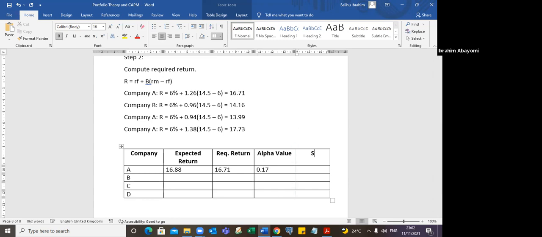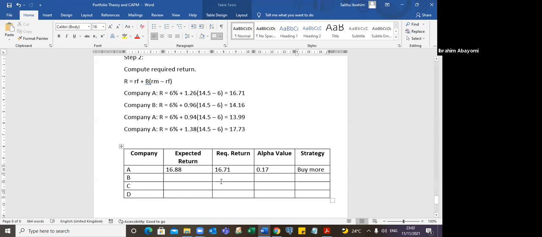Because it is positive, what should be my strategy? The strategy is that I will buy more of that share. Because it means the share is undervalued in the market. So I will need to buy more so that I can have them at a cheaper price.